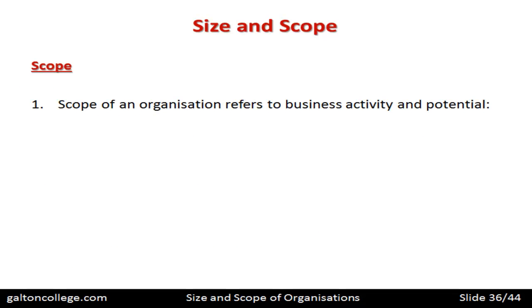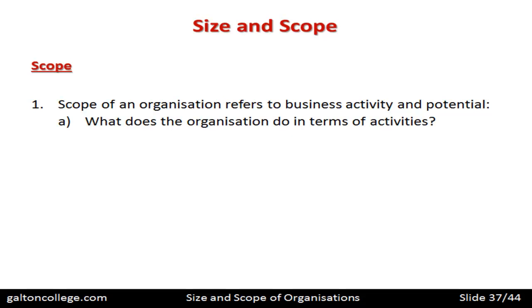Now, scope. The scope of an organization refers to business activity and potential. What does the organization do in terms of activities? Does it just produce the product, or does it process the raw materials and distribute and market the product? The more it does, the more scope it's got.